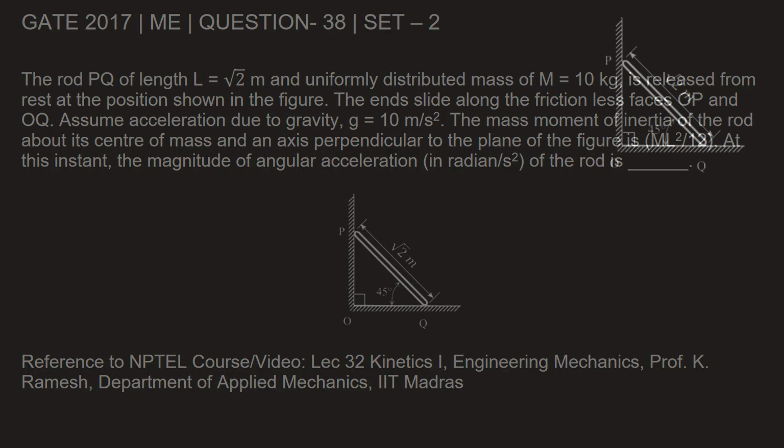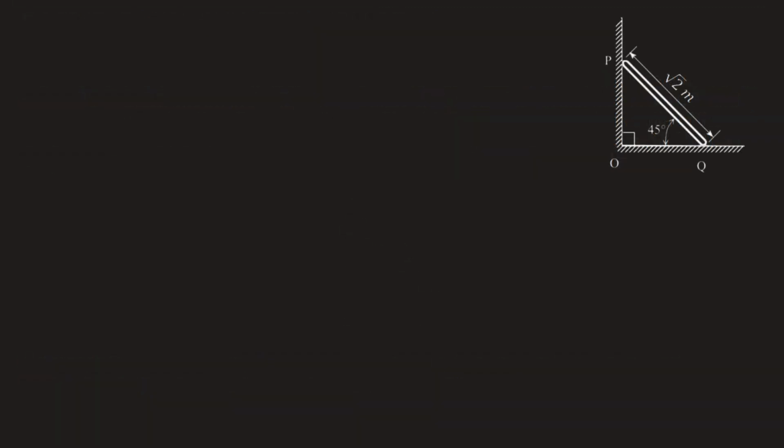Let's find out. Now at the given instant, the rotation that the rod is undergoing is because of its own weight, which is acting downwards, which can be given as capital M into g, because capital M is the mass of the rod and g is the acceleration due to gravity.